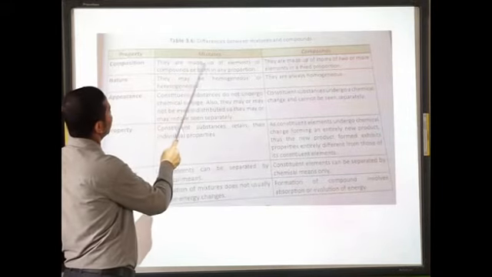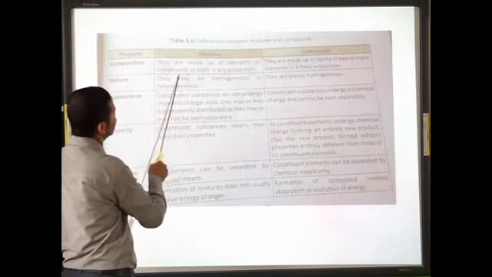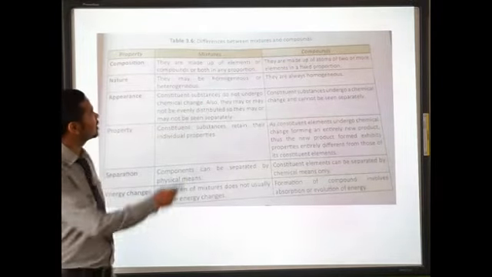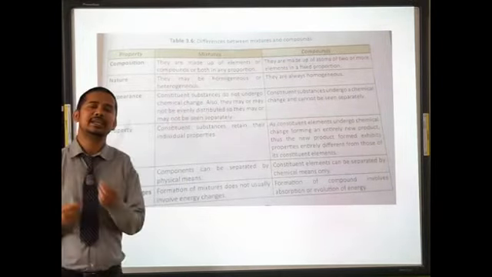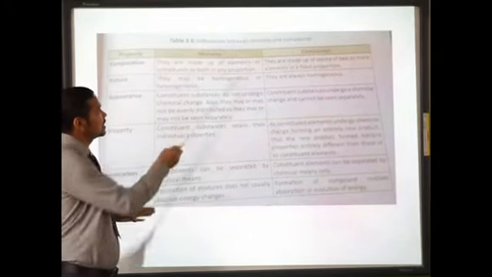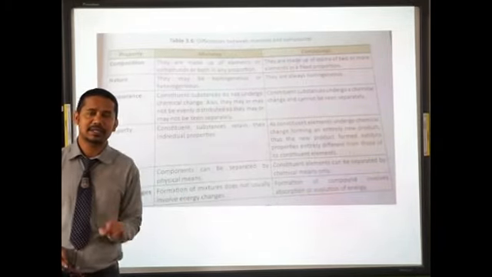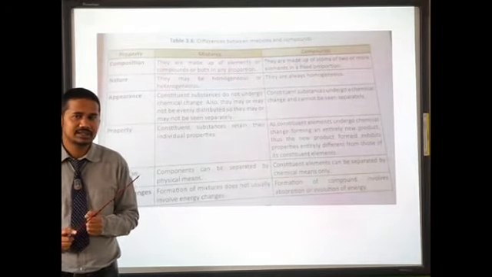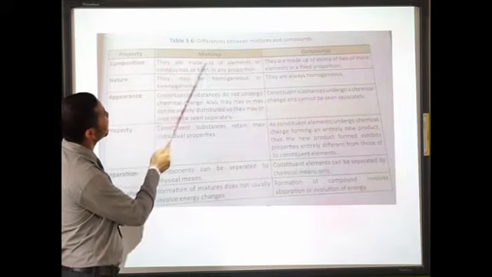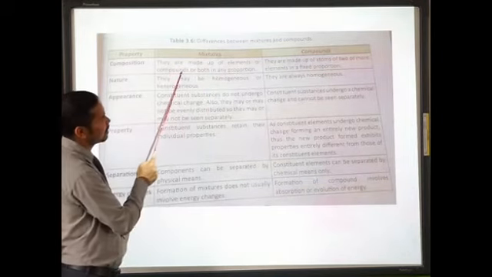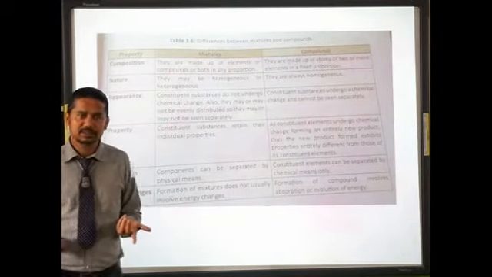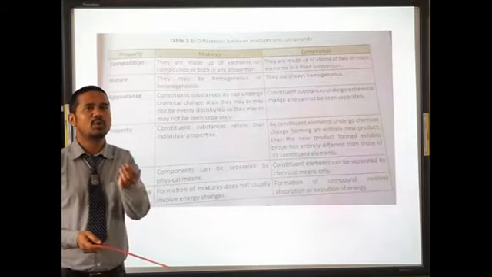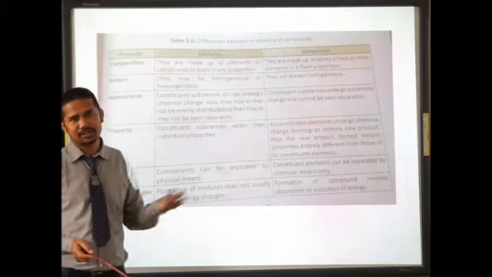They are made up of elements or compounds or both in any proportion. So how are mixtures made? Mixtures are made up of elements or any pure substances. For example, in the case of brass and bronze, copper and zinc are mixed. So they are made up of elements, or elements and compounds, or compounds. For example, water is a compound and sugar is another compound.